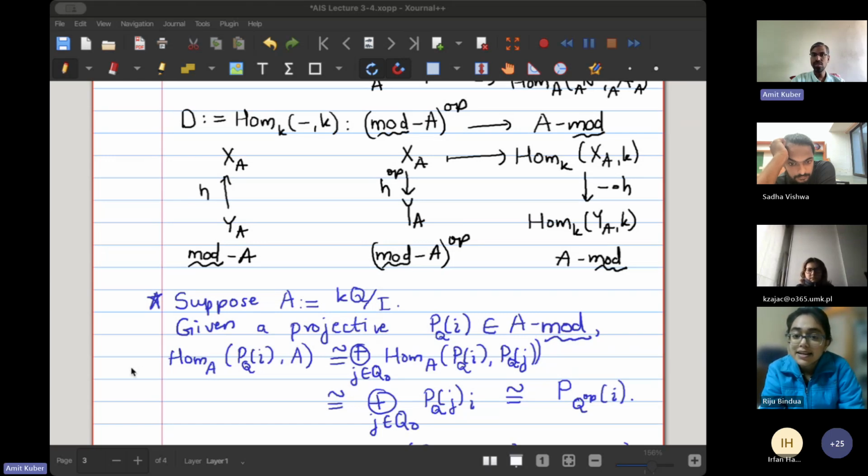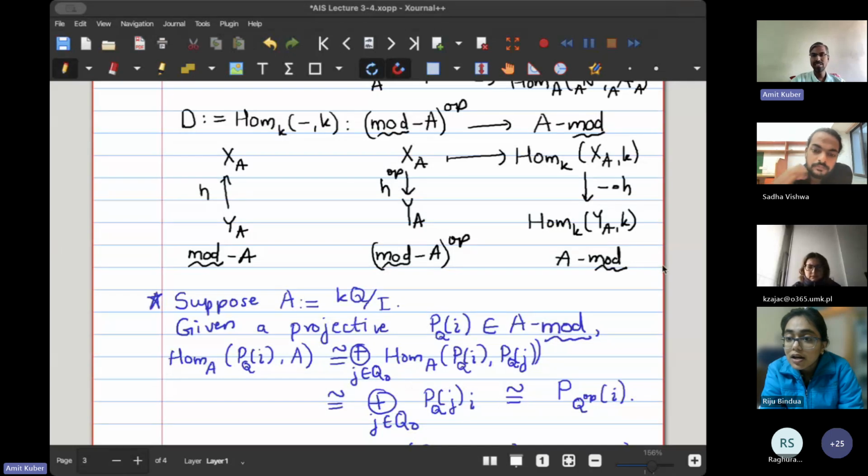Any questions so far? Why does the last isomorphism hold as A-modules? Because you just verify that the module action works. It's trivial.